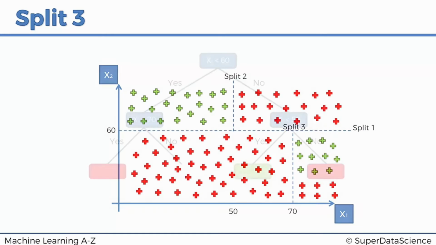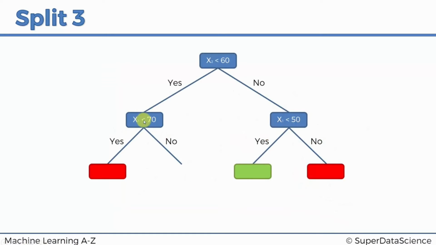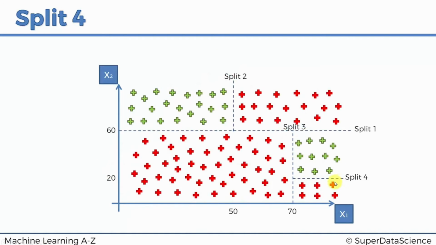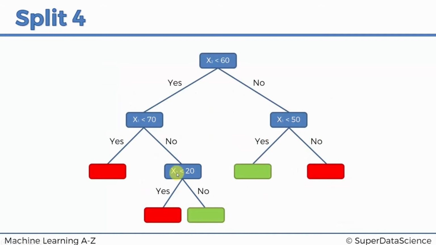Otherwise, we're going to need to do another split. So below 70, then it's red. No, we've got to do another split, split 4. If it's above 20, then it's green. If it's below 20, then it's red. If it's above 20, then it's green, so that's a no. If it's below, then it's a yes.